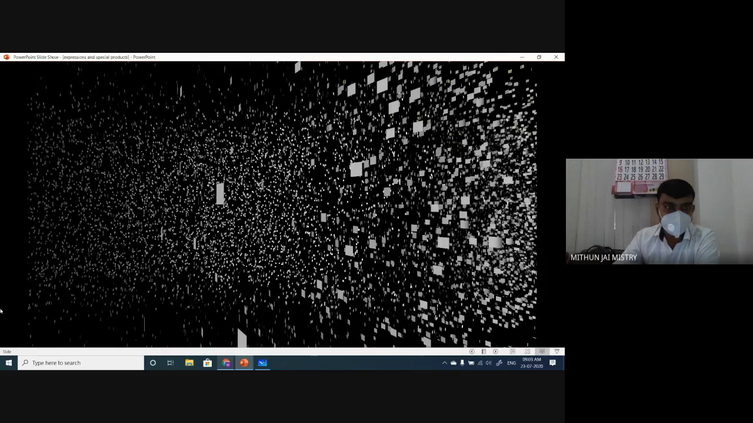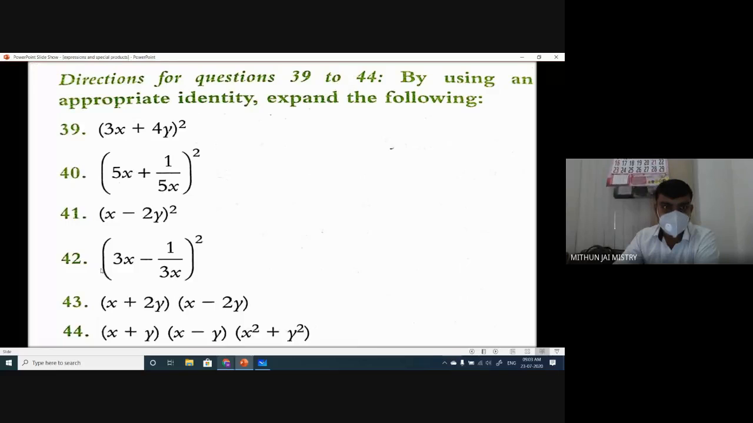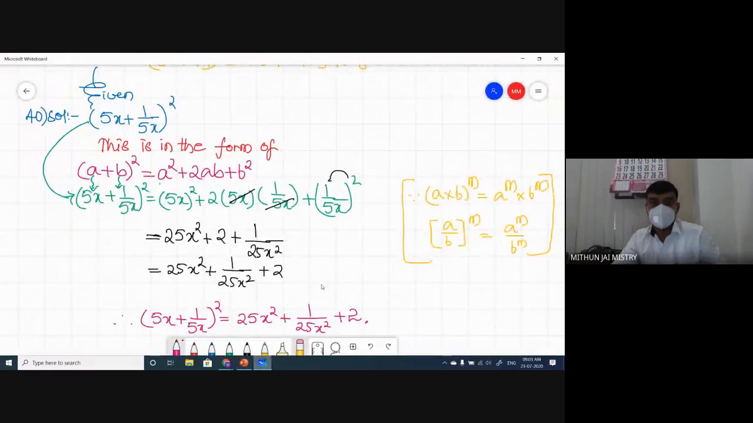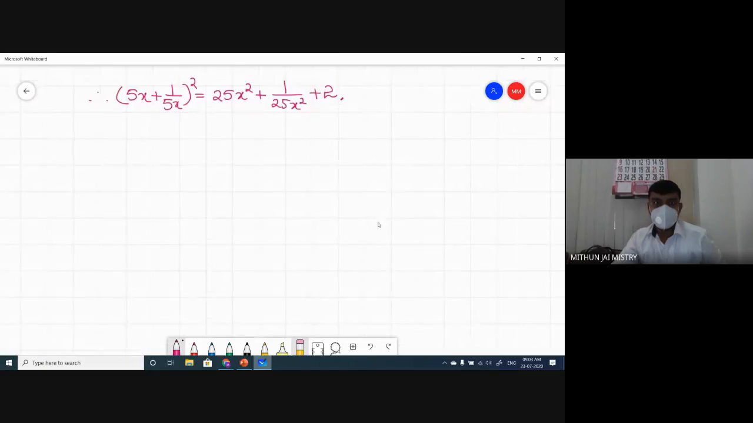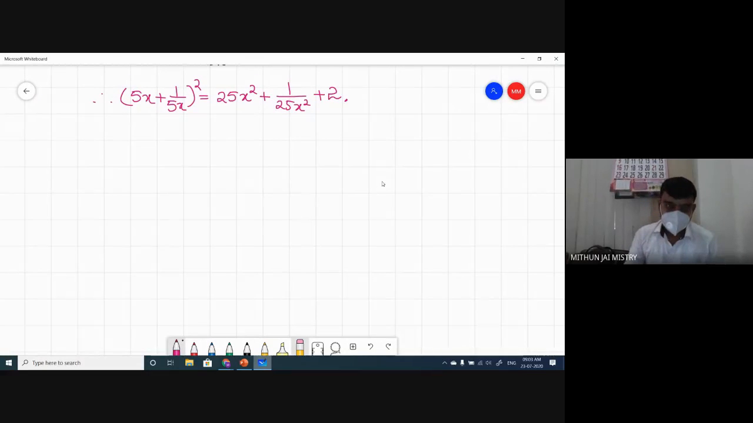It is 42. 3x minus 1 by 3x. Wow, it's same like this 40th one, right? But in the place of plus, we have minus. In the place of 5x, we have 3x. So 3x minus 1 by 3x whole square. 42nd question. Let me take 42nd question here. 42nd solution.